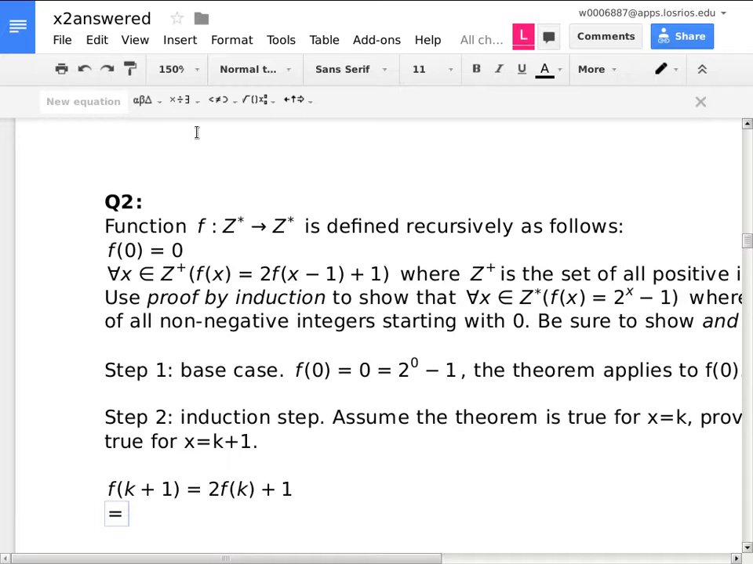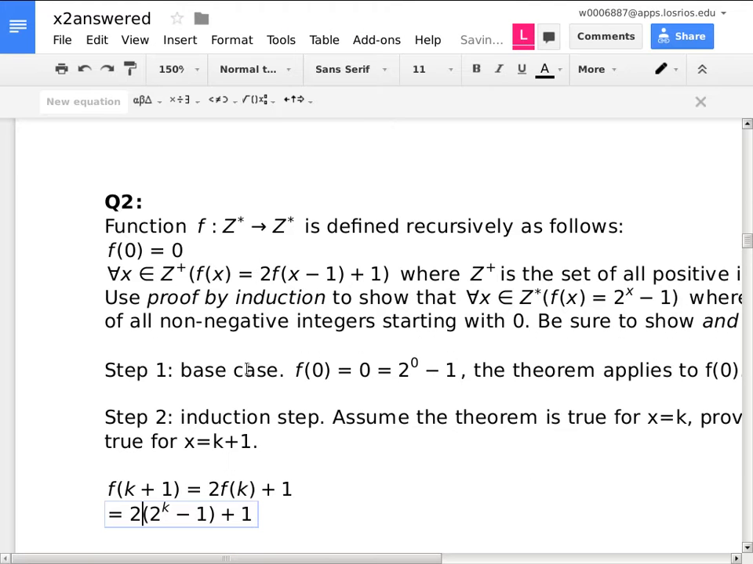I think we know something about f of k according to our assumption, right? According to our assumption, the theorem is true for x equals k, which means f of k is 2 to the power of k minus 1. So let's go ahead and write that down. So we know this is 2 to the power of k minus 1, plus 1, and then we are selecting 1, 2 on the outside here.